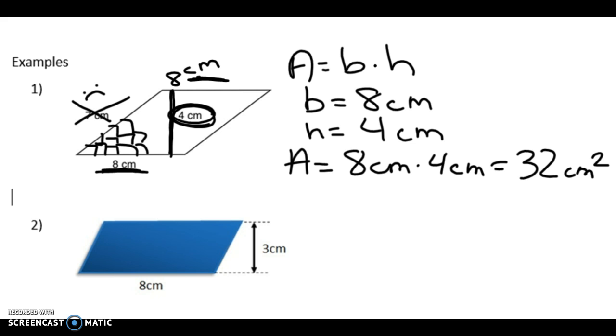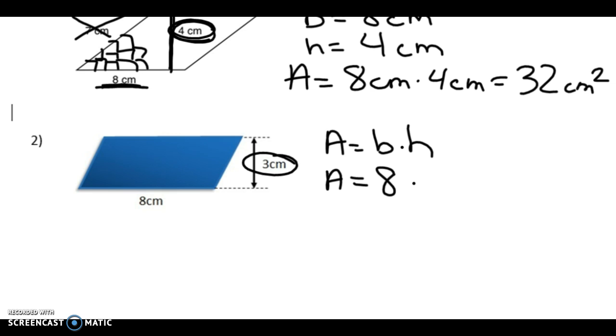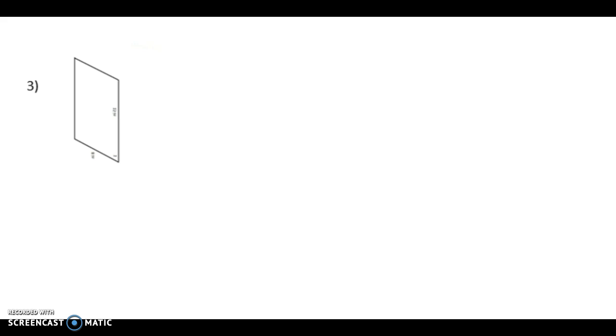Okay? Alright, moving on to example 2. Here's another one, just set up a little bit different. Now the height is labeled outside. Okay? That's the way you may see it. I just wanted to show you multiple examples. So my base is 8, my height is 3, so that gives me 24 centimeters squared. Okay, and at any time if you feel like I'm going too fast, you can pause it. That's the nice thing about these videos. Okay, I just had to label my answers there.